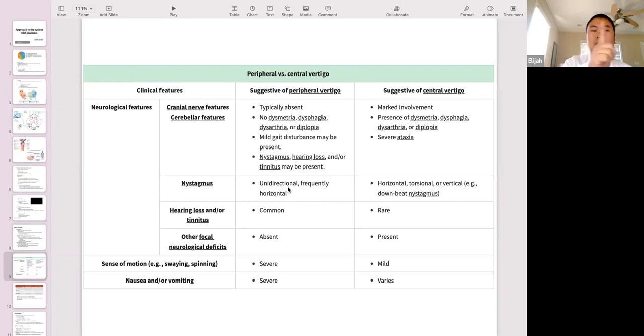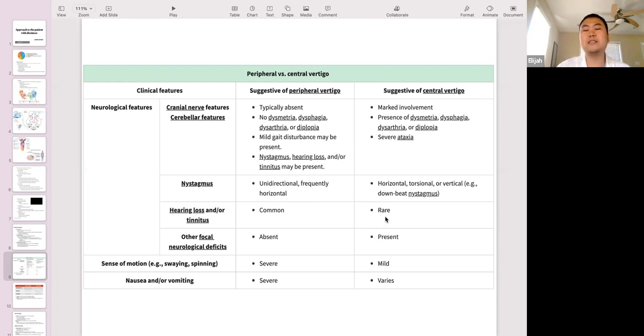So you put your finger up and let the patient look at your finger. That nystagmus is always the same direction. But central vertigo is not one direction. When you let the patient look right, left, and vertical, the nystagmus can be different. And for hearing loss, in peripheral vertigo it is common, but in central vertigo it is rare.